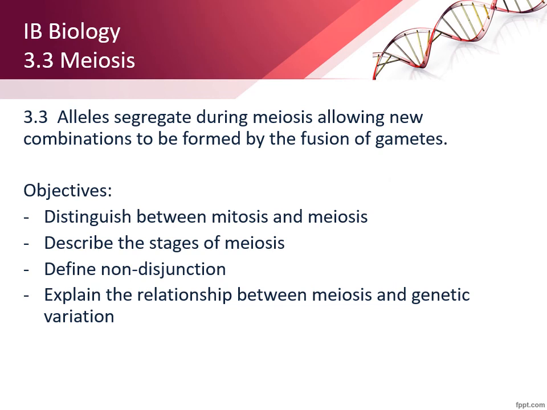My friends, we did it. We met our objectives. We distinguished between mitosis and meiosis. They both have PMAT. They both have interphase. Mitosis only does PMAT one time. Meiosis has PMAT 1 and PMAT 2. We described those stages of meiosis, the magic that happens in crossing over during prophase 1. Make sure that you know all of that.